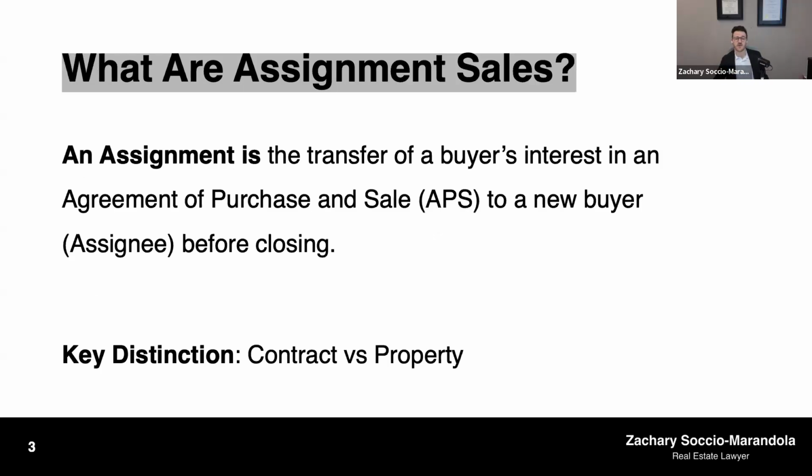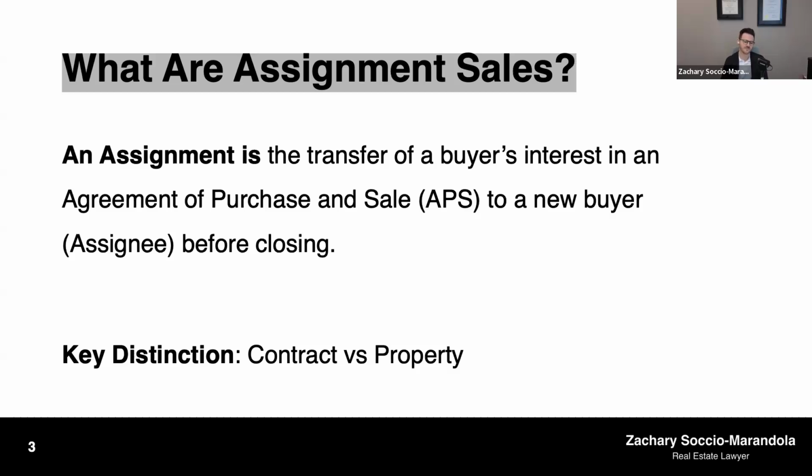So, let's start from the beginning. What is an assignment sale? It's the transfer of a buyer's interest in an agreement of purchase and sale to a new buyer before the original closing date. So there's a key distinction that you have to make here. You're selling a contract, not a property.